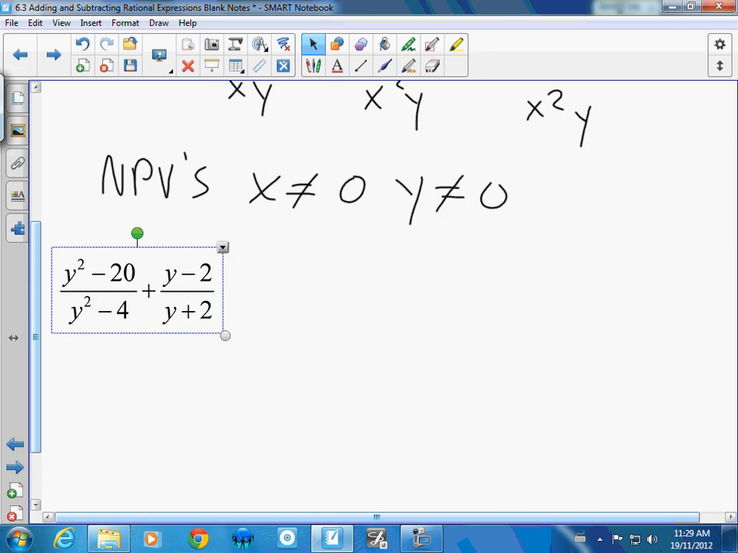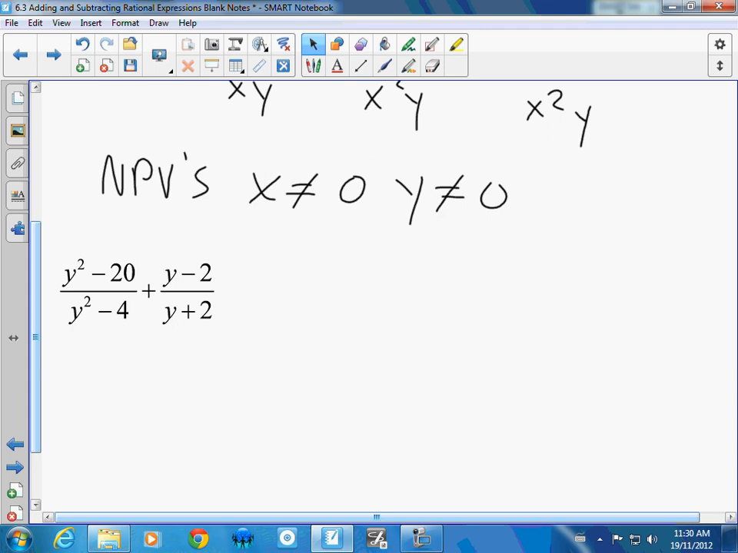Okay. This one takes lots of work. Lots of space. It's actually easier than you think, but you gotta stay organized. The problem is look at the bottom. What do you got on the bottom of this one? You got a difference of squares for the first one, right? Because you can take the square root of y squared, you can take the square root of 4, and you have a negative, so that's a difference of squares. And the second one is y plus 2. So what do you think the first thing we should do before we can even figure out the LCD is?